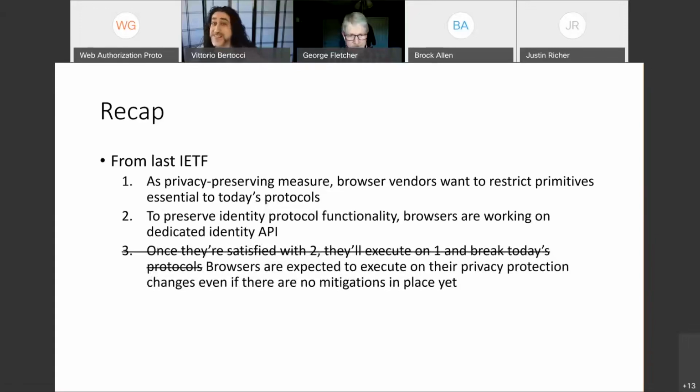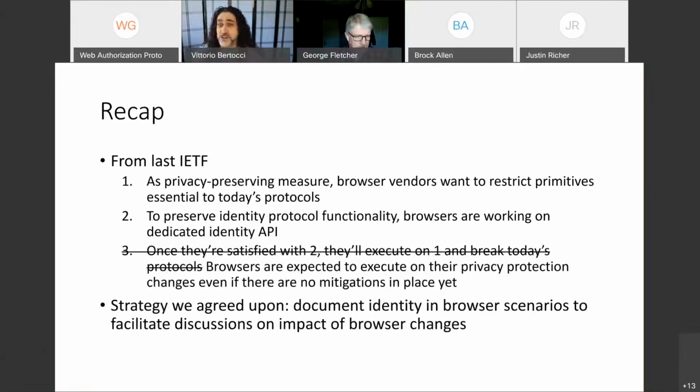Last time we said, well, as soon as they are done, to their satisfaction, with these alternative primitives, they will kill the lower level primitives. As it turns out, they're going to kill the low level primitives no matter what, whether they are satisfied with the next set of APIs or otherwise. That injects a new urgency and a spring in our step as we try to deal with this. Last time, the conclusion was: the best thing we can do is document and preserve the scenarios that identity has in the context of the browser, and put those in a format so that we can use those scenarios as concrete anchors in the discussion with the browser people, so that they understand the true impact, down to the technical details, of the changes they are envisioning. That's what we set ourselves up to do.